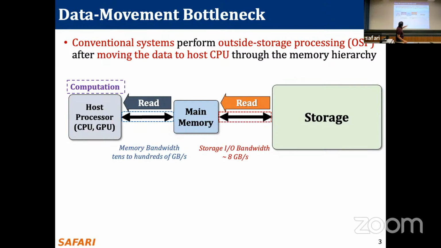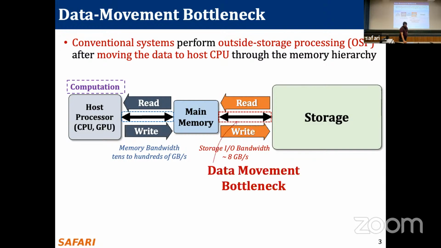We see that the typical external bandwidth of a storage device is around 8 gigabytes per second. This is considering a PCIe Gen 4 device with 4 lanes and 2 gigabytes per second of bandwidth for each lane. And we have the typical memory bandwidth of tens to hundreds of gigabytes per second. So to perform this computation, we need to move the data through the entire memory hierarchy, and then write the data back to the storage device. Compared to the main memory bandwidth, the storage bandwidth is very low, which will create the data movement bottleneck.